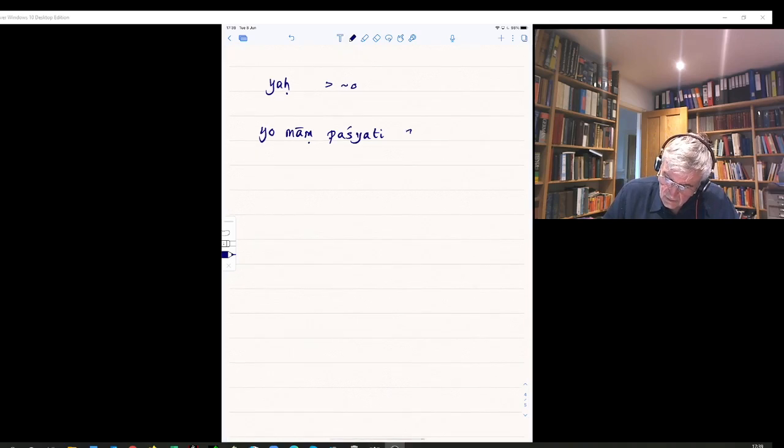Sarvatra. Yo mam pashyati sarvatra. Whoever sees me everywhere. That means in all things. Whoever sees me in all things. Sarvancha mayi pashyati. This is the neuter accusative sarvam, meaning everything. And everything, sarvancha, and everything, mayi, in me, pashyati.